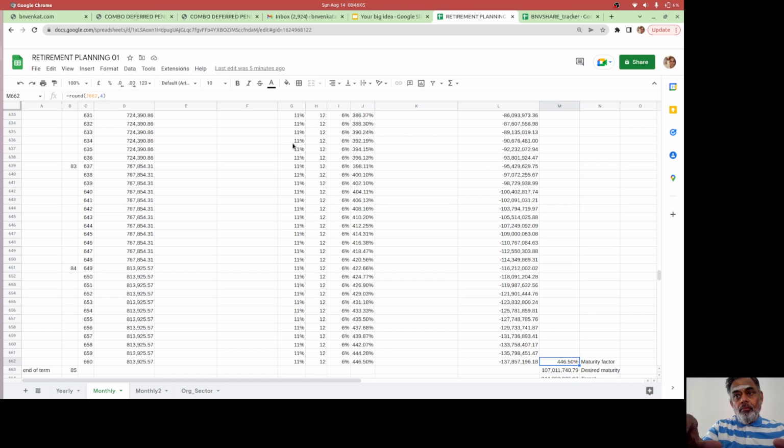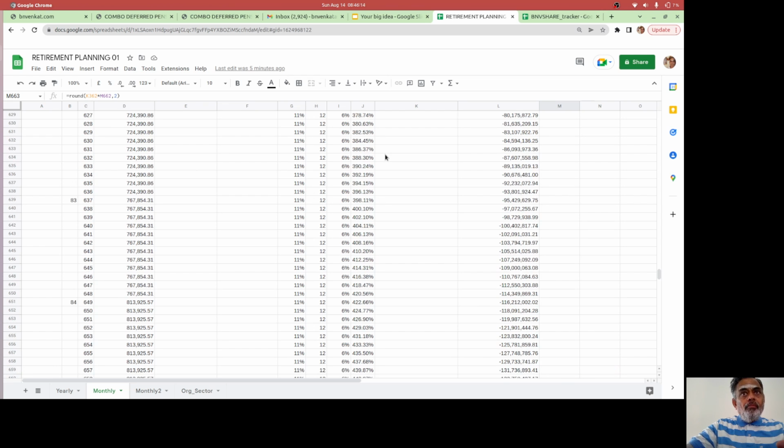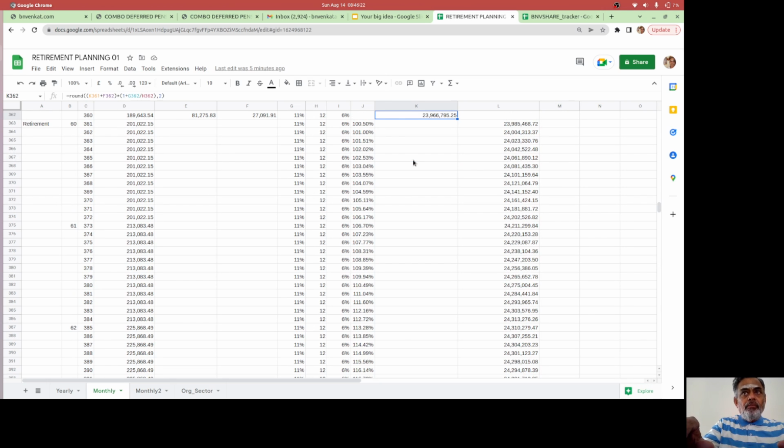This is rounded off. The corpus at the time of retirement, as per this present estimation, starting with a 5,000 rupees investment, works out to 2 crore 39 lakhs. But we'll find out exactly what the total is.